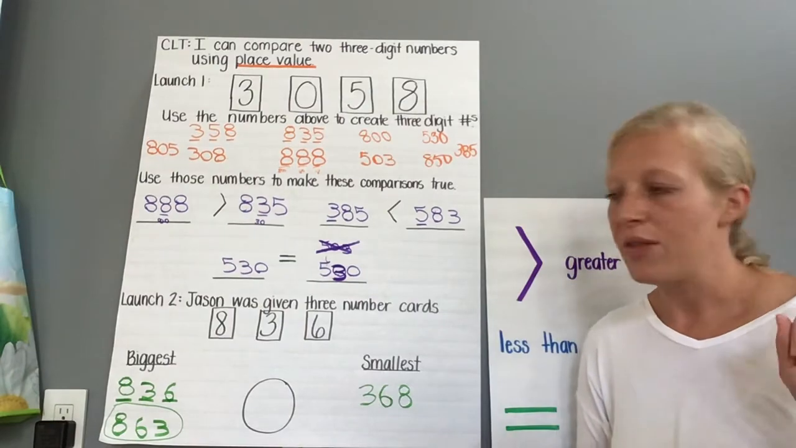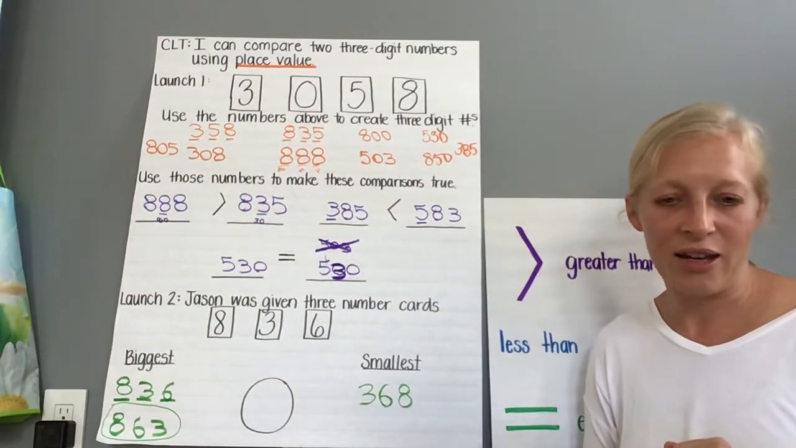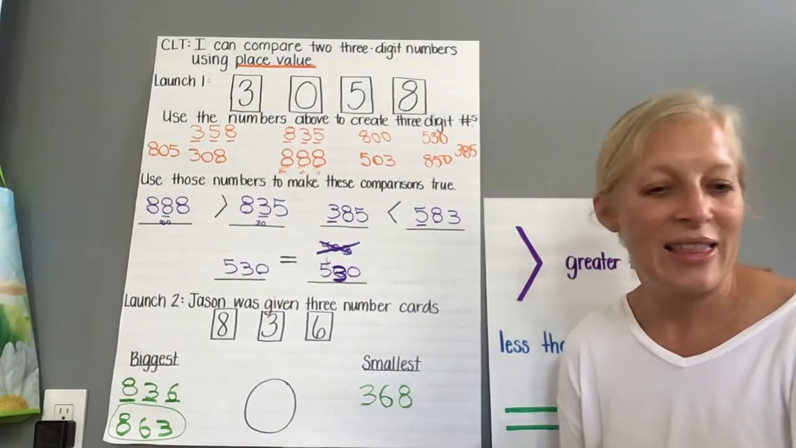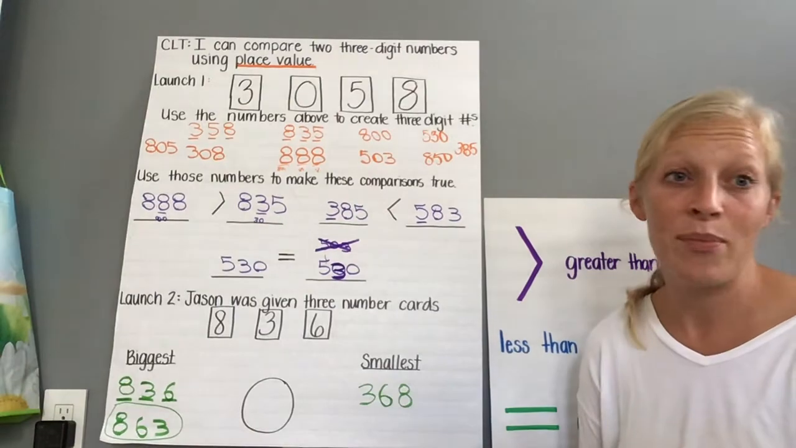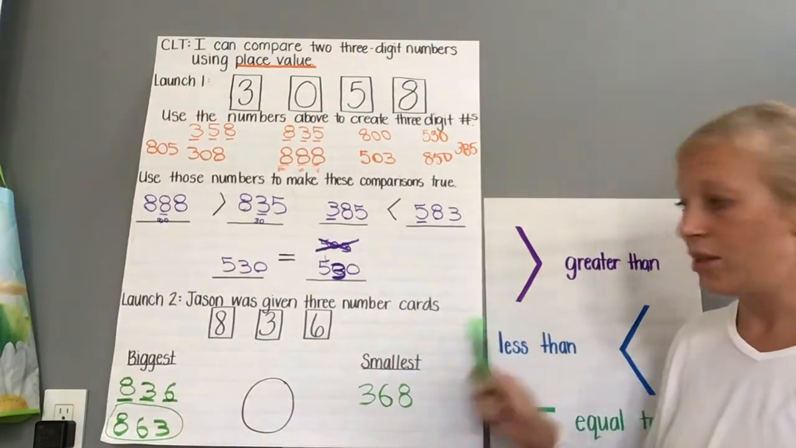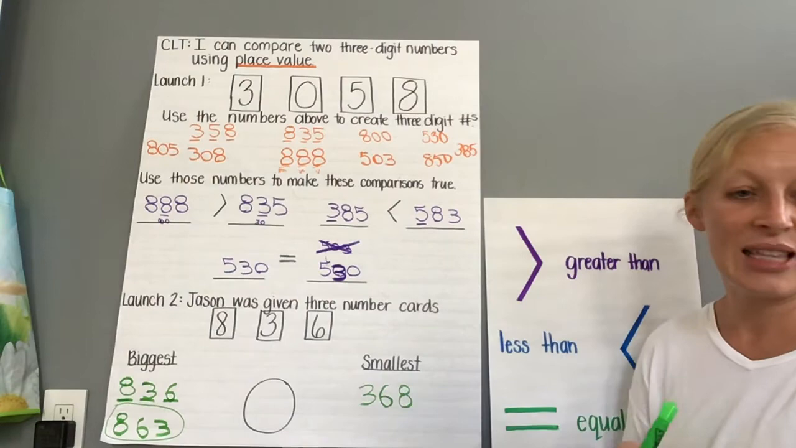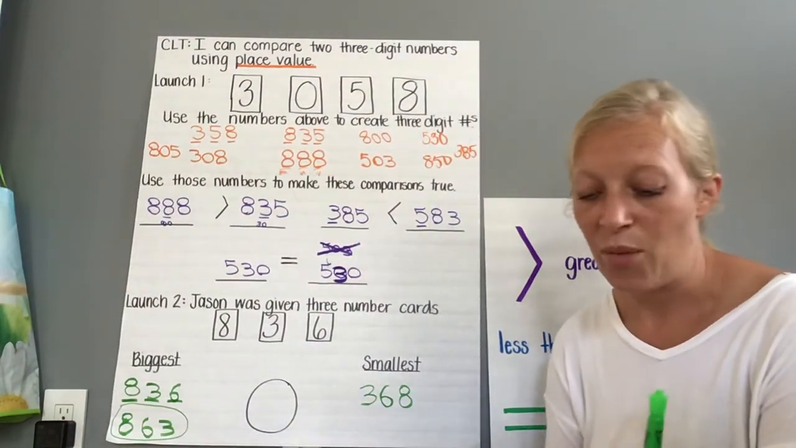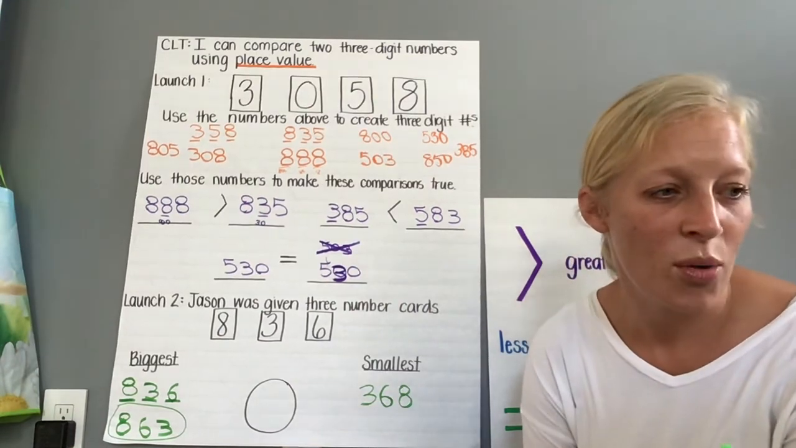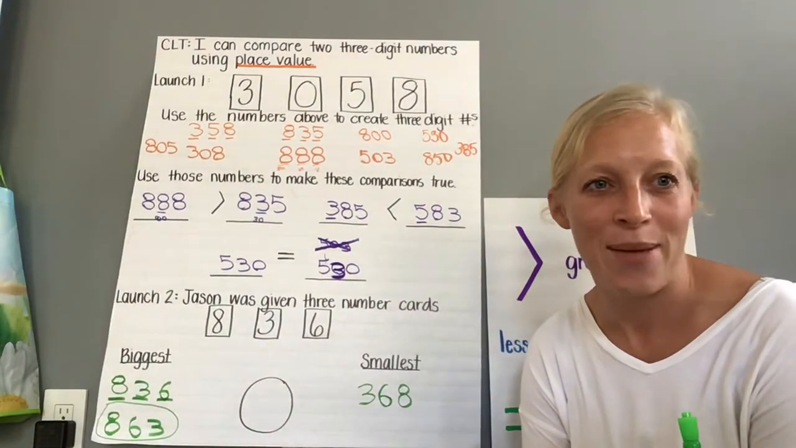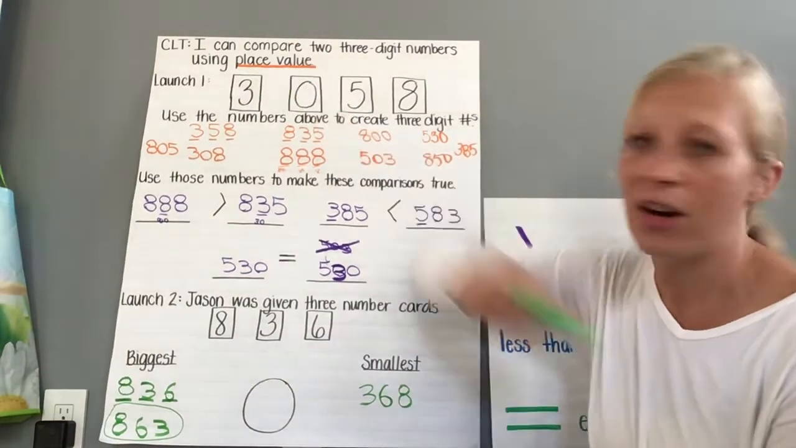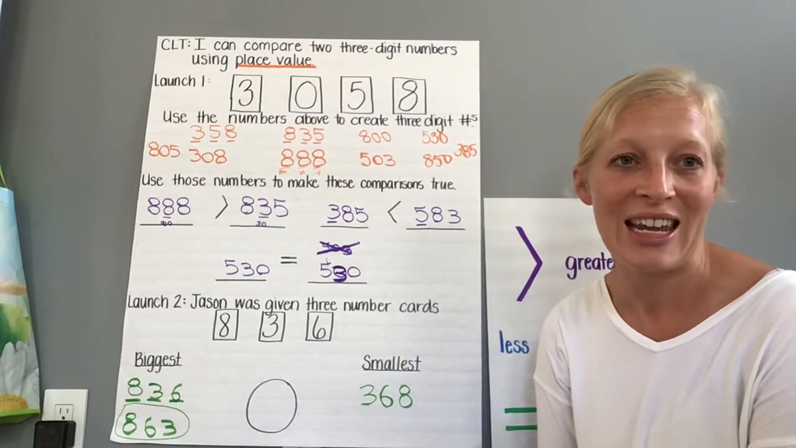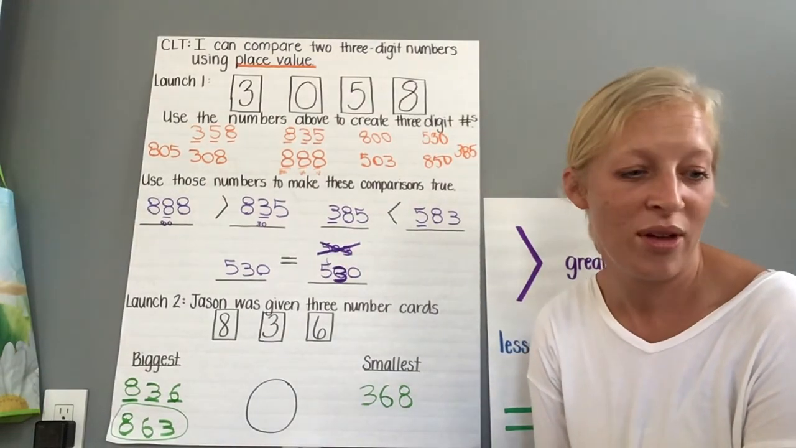Okay, kiddos, this is your job. This is your little exit ticket. I want you to write these two numbers, and I want you to draw the symbol in the middle that compares these two, okay? Is this one greater than this one, less than this one, or equal to this one? And when you're done, you can go play your 3-digit compare game. Remember, when we're comparing our 3-digit numbers, we're using that place value. How much is each of those worth? Happy playing.